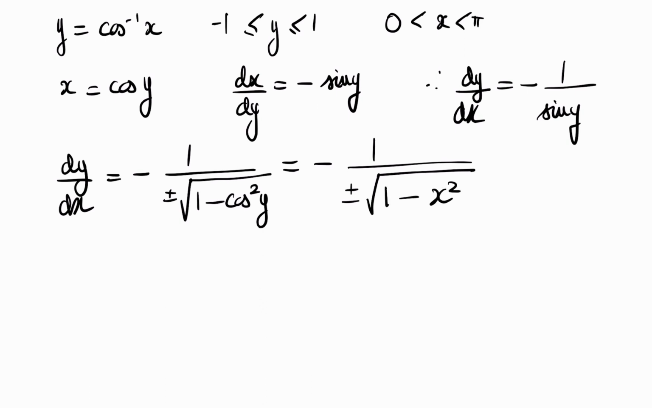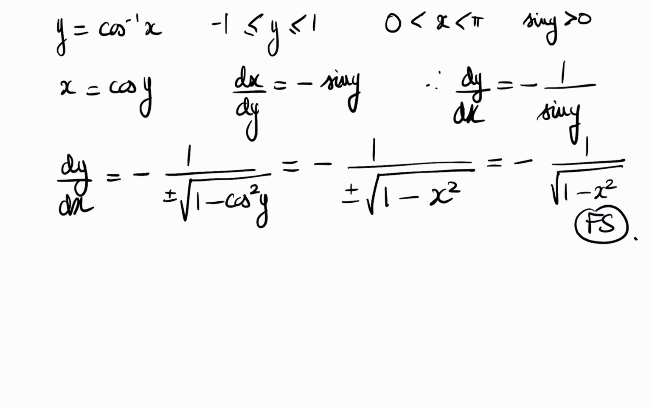But y is between 0 and pi, so therefore sine y is positive. So that means that we can eliminate the plus or minus here, so it's just equal to minus 1 over root of 1 minus x squared. Formula which is in the formula sheet.